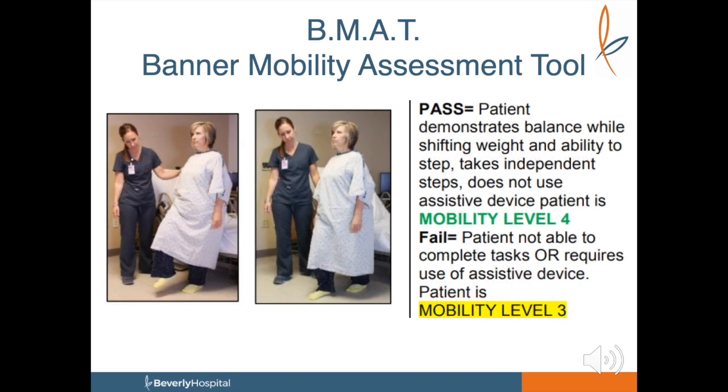At level 4, see if the patient can perform standing marching with or without an assistive device such as a walker or cane. If the patient is able to march, see if the patient can walk to the door or take some steps. If the person can complete this, then the patient is at level 4. If the patient fails, the patient is at level 3.